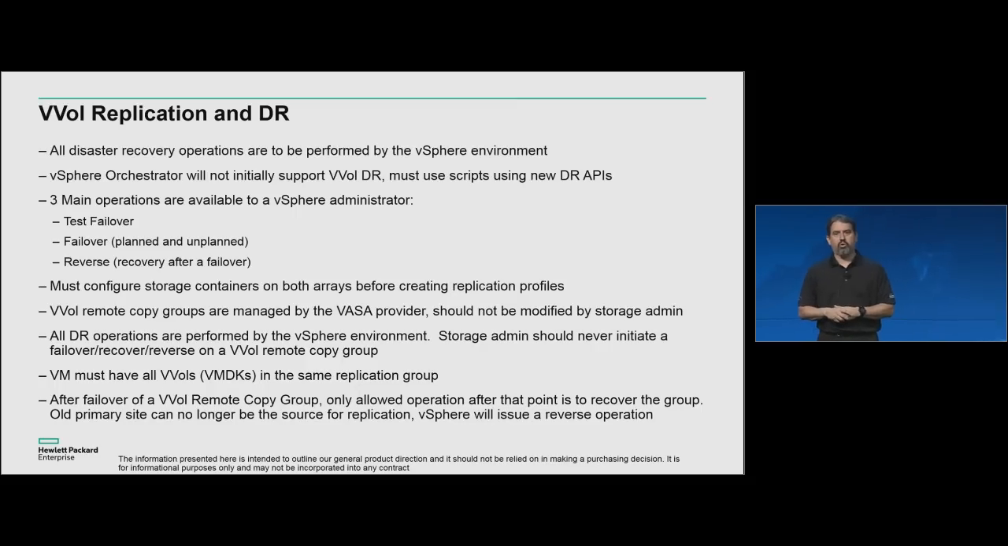Orchestrator will not initially support VVol DR automatically. That'll come at some point. With this initial release, the way you would fail over is with scripts you can write that do some of the actions Orchestrator may traditionally do, using the new APIs around this that allow you to do failover. The types of operations you can do are things like test failover, failover itself, planned or unplanned, and reverse recovery after a failover. You have to configure storage containers on both sides before creating these replication profiles.